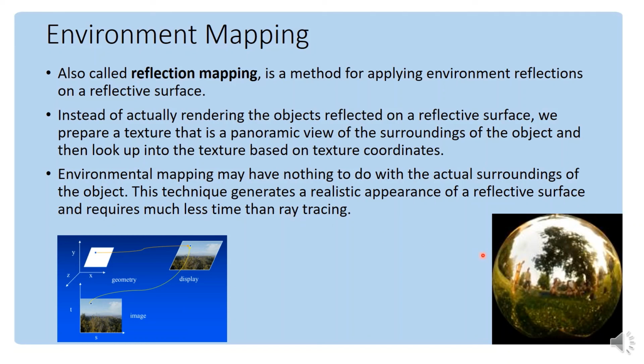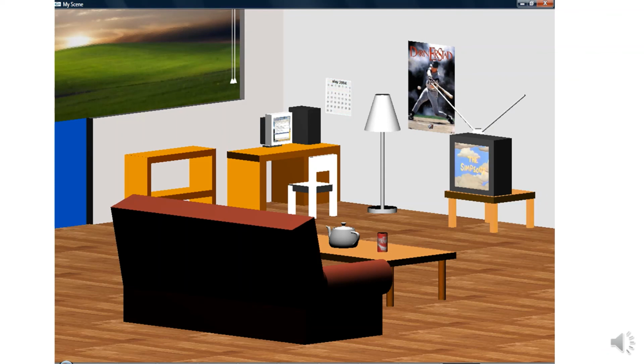If you look at this example, it uses reflection mapping, where the environment reflection is applied on the reflective surface. And here is a scene that has been applied with several types of mapping. You can see from this figure there are a lot of objects that have been applied with texture mapping, bump mapping, and also environment mapping. It makes this scene look nice and interesting.